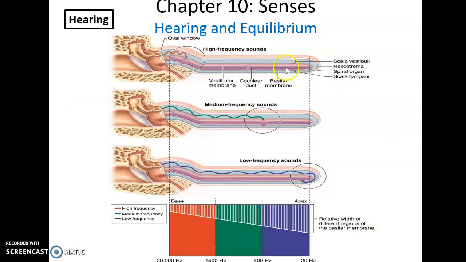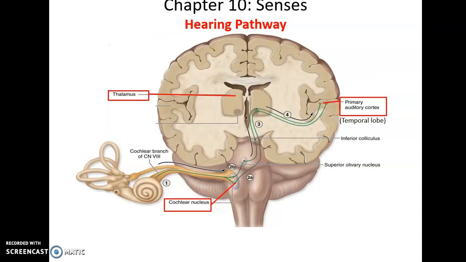Turns out the cochlear duct is tuned, as it were, so that higher frequency sounds enter early on, medium frequencies later on, and then low frequencies need to get all the way to the end of the cochlear duct. You can sort of think of it as like a keyboard or a piano where different keys are tuned to different frequencies. Here, the cochlear duct has different regions tuned to different frequencies.